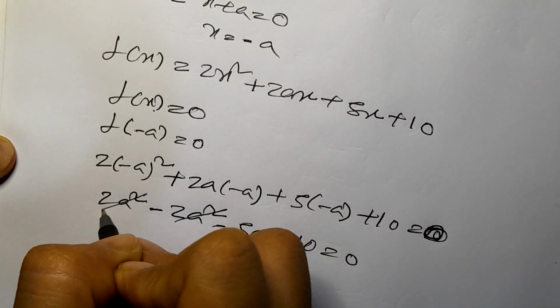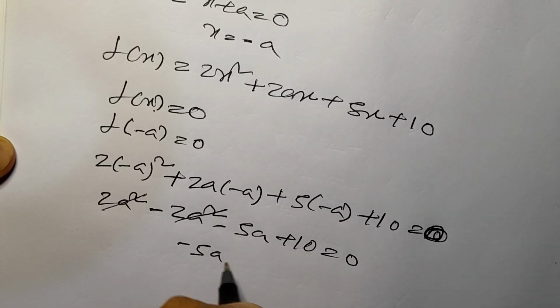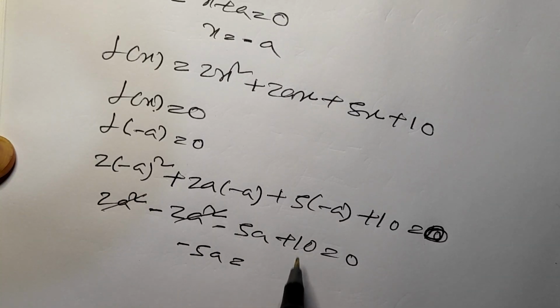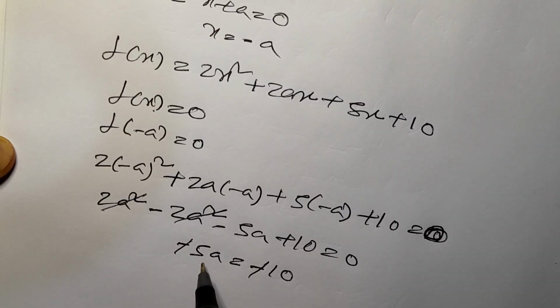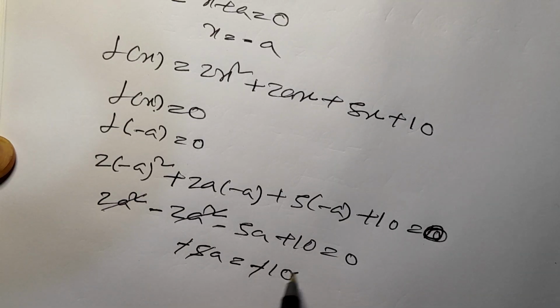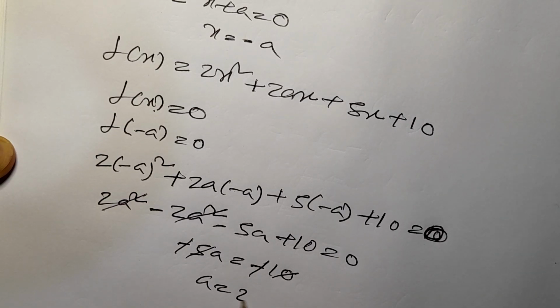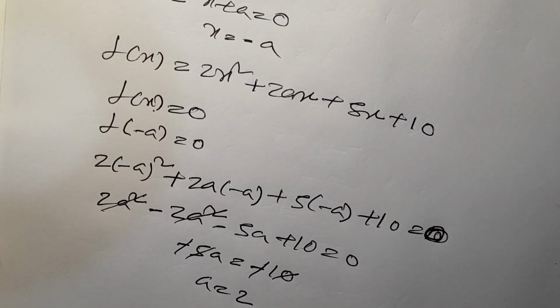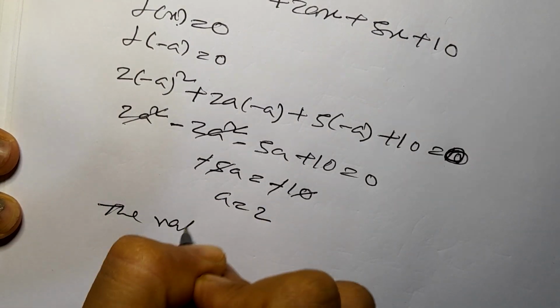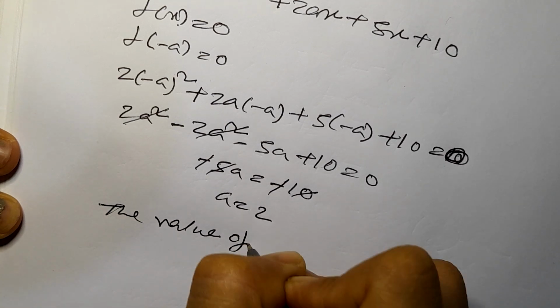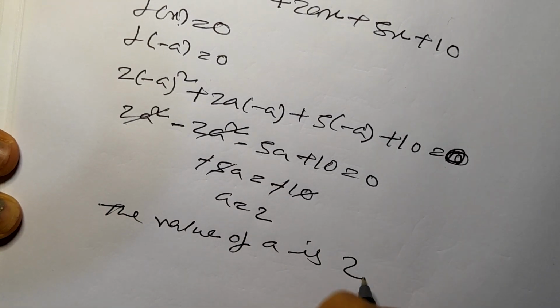This and this is cancelled. So minus 5a equal to, take it that side, will give minus 10. So minus and minus cancelled. 5 and 10 is cancelled. 5 2s are 10, so a equal to 2. So the value of a is 2.